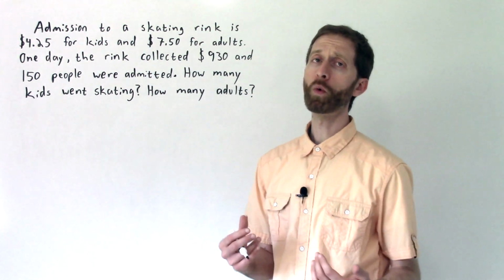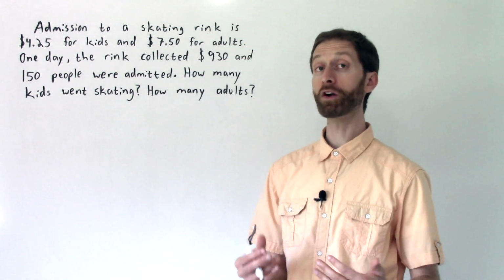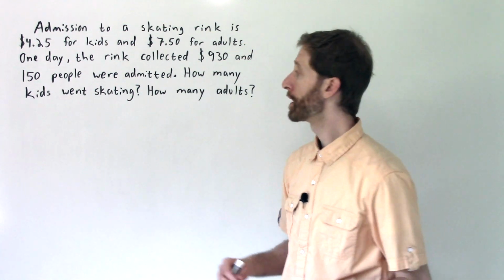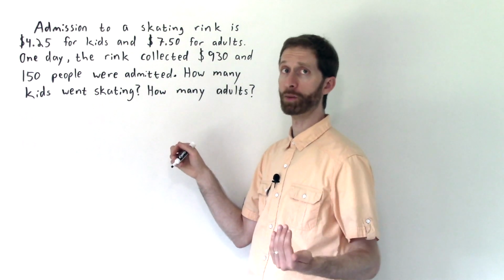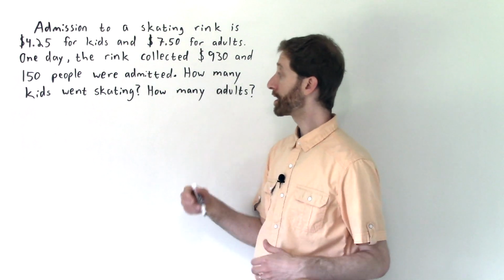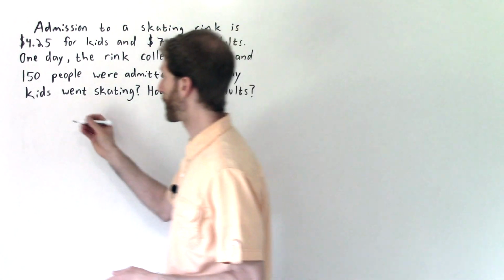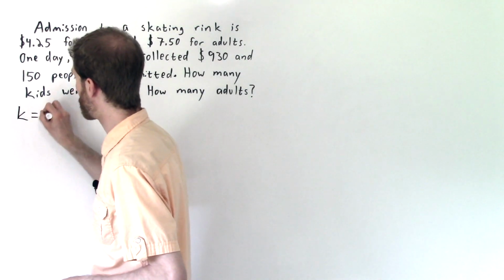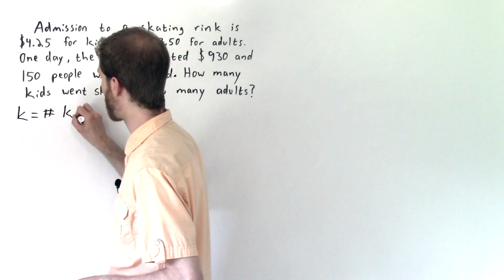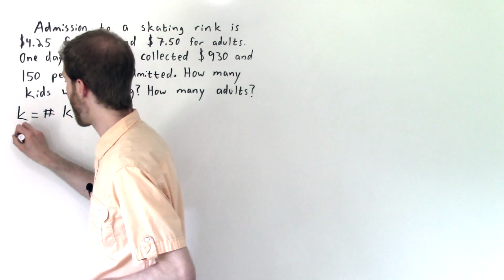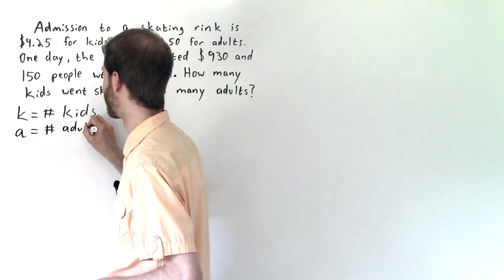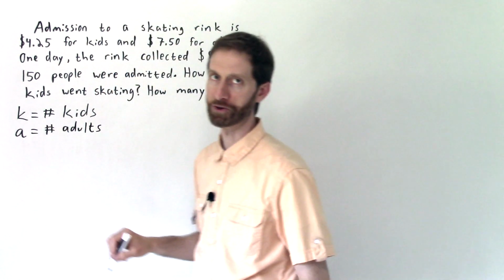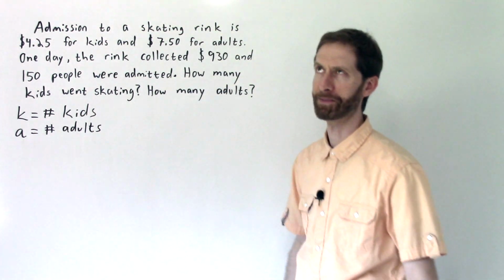So I read through the whole word problem because I wanted to know what the variables were that we're solving for. And the question in a word problem often tells you what the variable or variables are that we need. So how many kids and how many adults are our variables? So I'll let K equal number of kids. I'll just put hashtag kids. And then A equals number of adults, hashtag adults. We know that that doesn't mean hashtag, it's number. Silly, Mr. Groden. Or maybe not so silly.